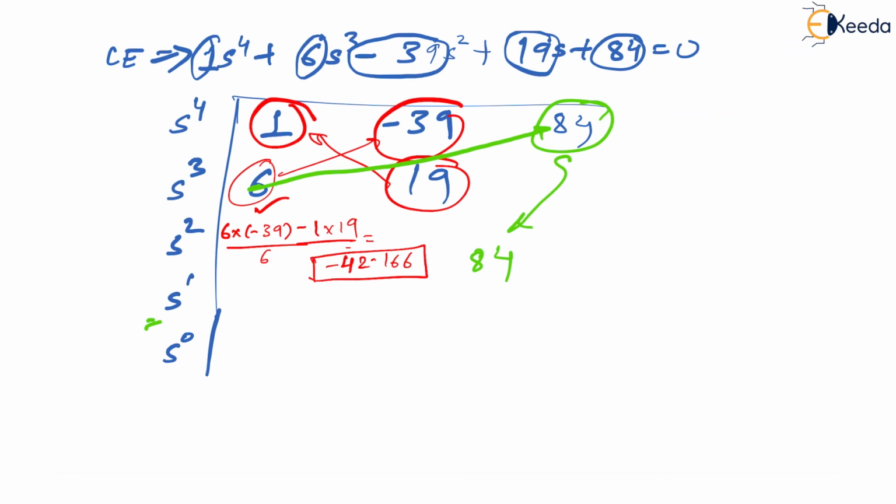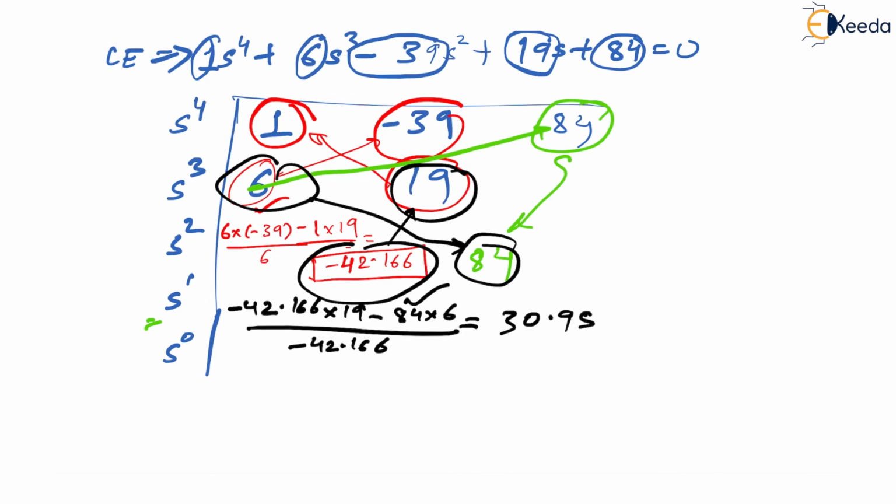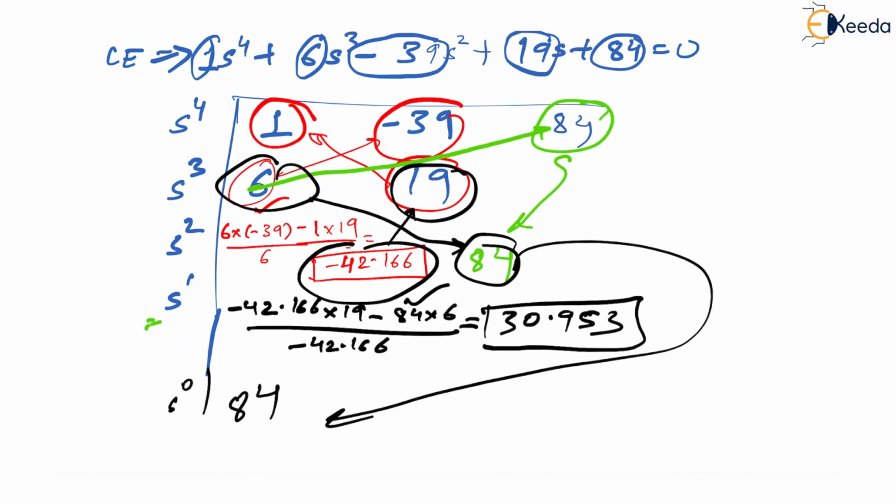Now, let us find the s power 1 row. How do you get that? Again, applying the same logic. This multiplied by this minus this multiplied by this upon this. What do you get then? If you do that, you will get, let us see, minus 42.166 multiplied by 19 minus 84 into 6 divided by minus 42.166, and it is equal to 30.953. Is that correct? This is the first row. Now, what is this last one? S power 0 is nothing but equal to 84. Correct? The same 84 will get copied.